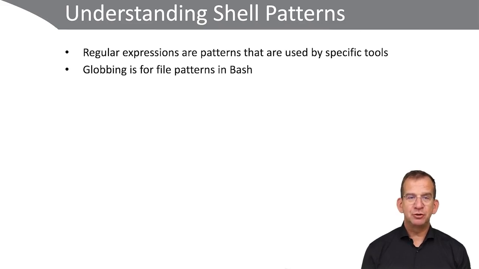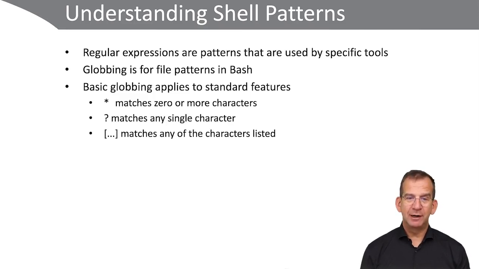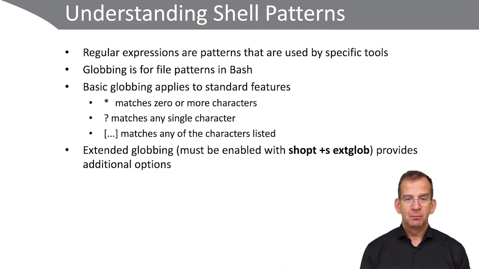Globbing is for file patterns in Bash. And basic globbing applies to standard features. So you may have seen star, which matches 0 or more characters. You may have used it in commands like ls star, for instance. Or question mark, which matches any single character. Or the square brackets, which matches any of the characters listed. Of course, you need to replace the dots with the characters you want to match, like A, B, C.